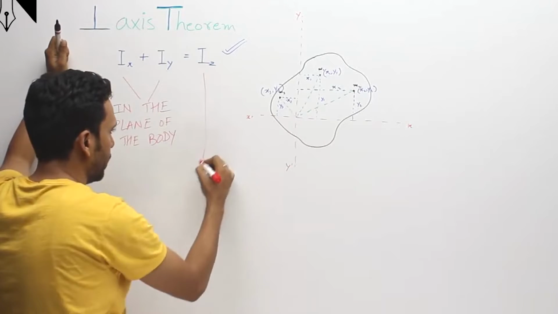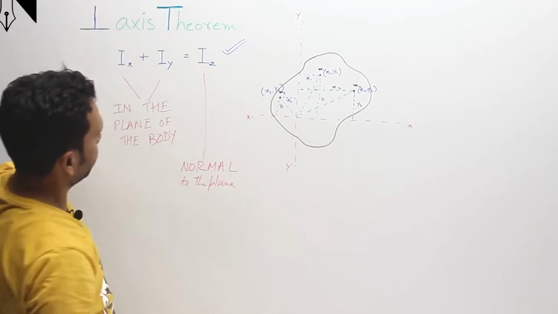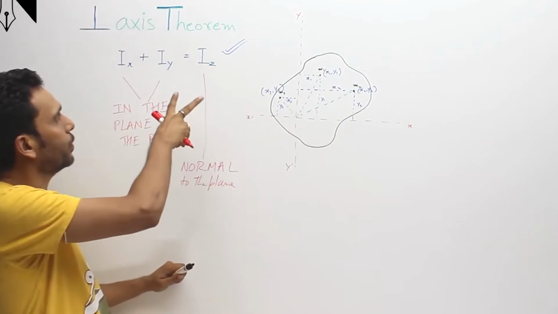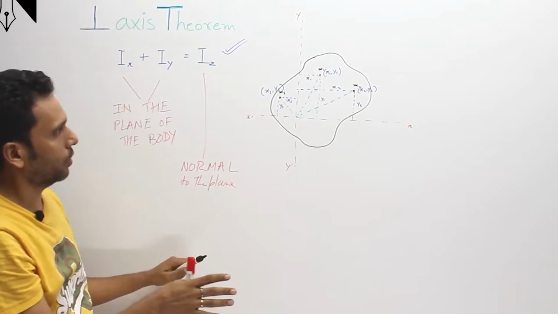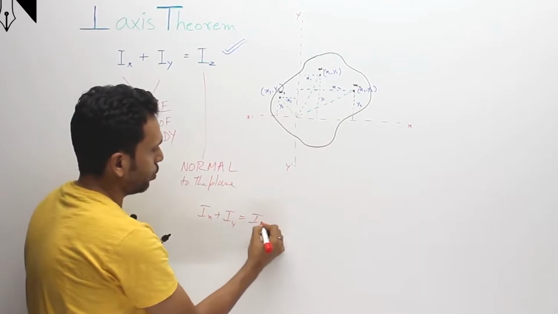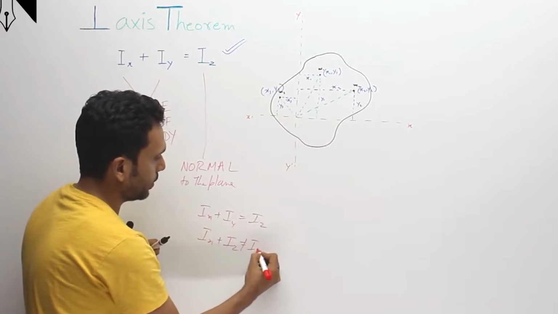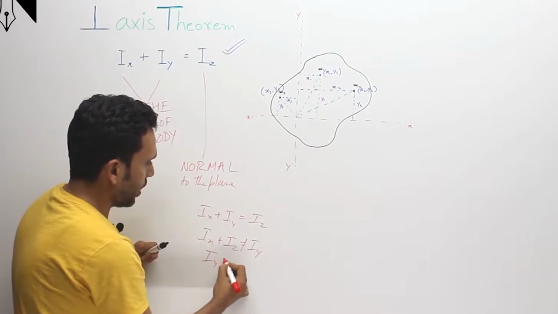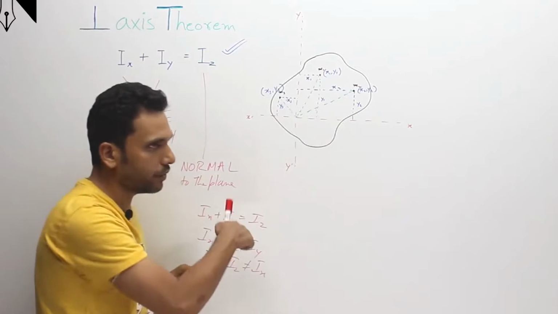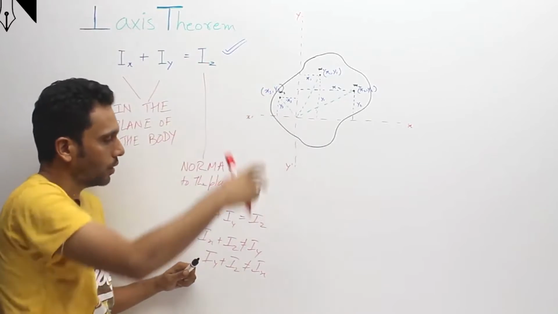This one needs to be normal to the plane, and then only the law works. It is not like you'll add any two which are perpendicular and get the third one. That's wrong. If Ix plus Iy is equal to Iz, then obviously Ix plus Iz is not equal to Iy, and Iy plus Iz is not equal to Ix. It is not like any two perpendicular added will give you the third one. Not at all. The two which are in the plane have to be added to give you the third one.